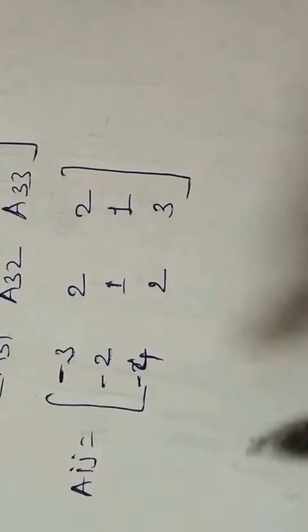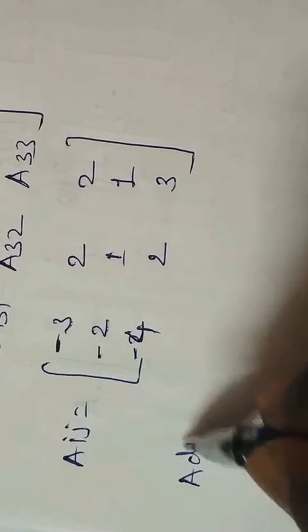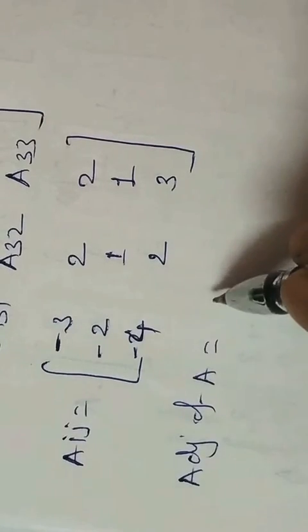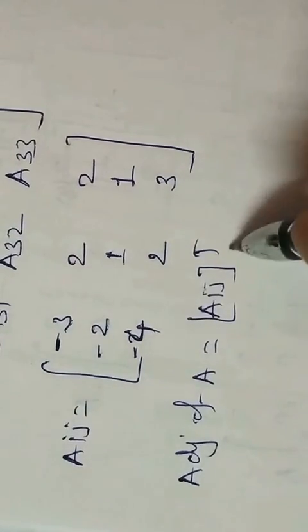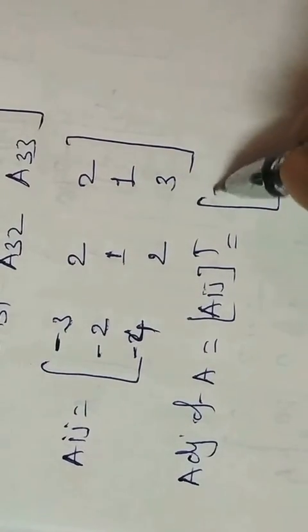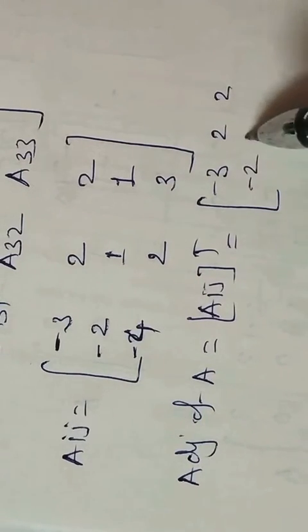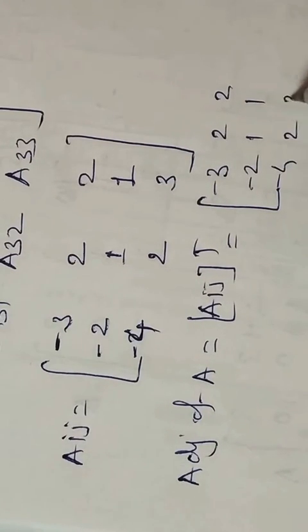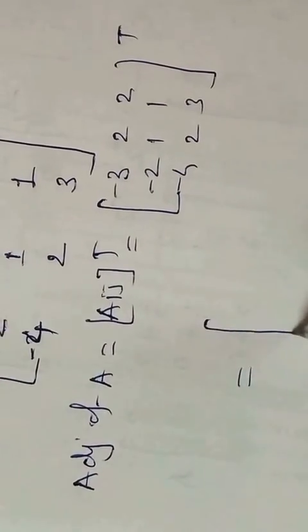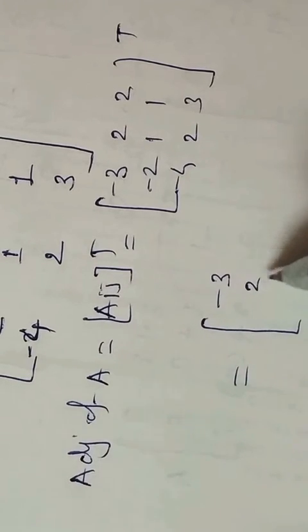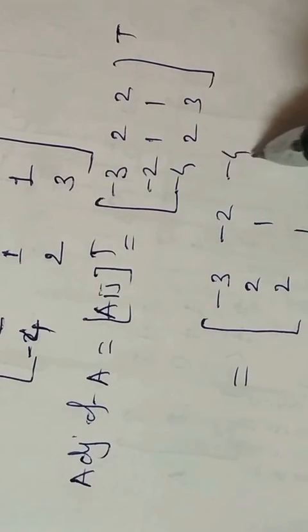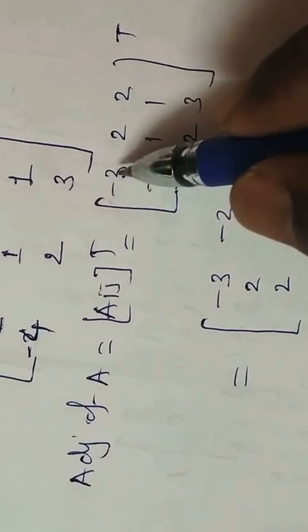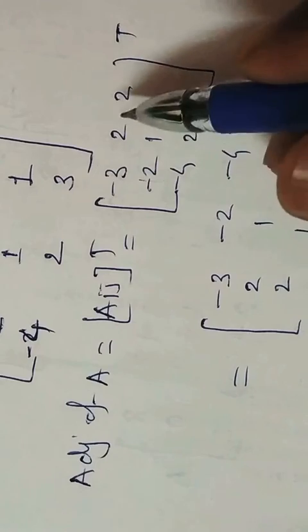Now find the adjoint. We know that adjoint of A is equal to the transpose of the cofactor matrix Aij. So take the transpose of this matrix: minus 3, 2, 2; minus 2, 1, 1; minus 4, 2, 3. Taking the transpose, it becomes minus 3, 2, 2, then minus 2, 1, 1, then minus 4, 2, 3. Just check: each column is interchanged with a row.